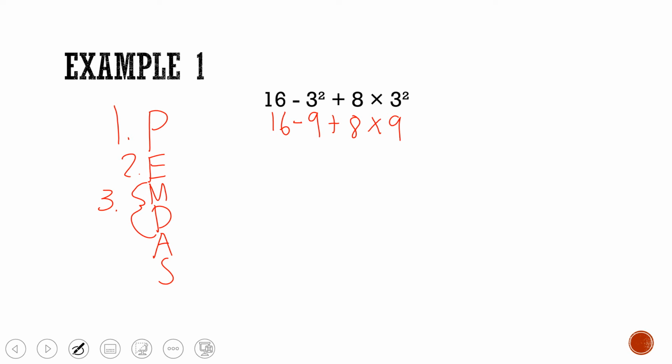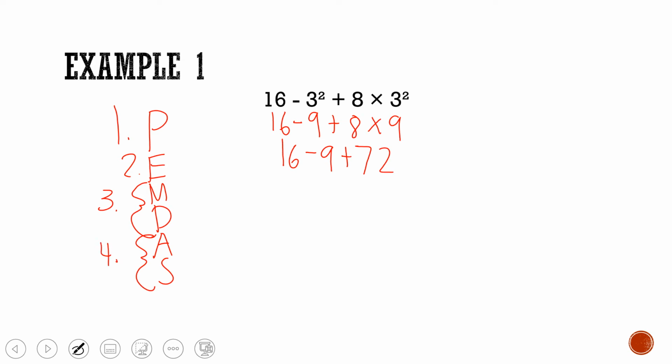8 times 9 would be 32. Or not 32, I apologize, 72. So we'll bring down that 72, and then everything else will still remain the same. We'd have 16 minus 9 plus 72. Okay? Now, there's no more multiplying or dividing, so we go to our final step of adding and subtracting.